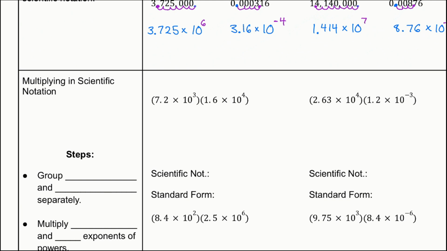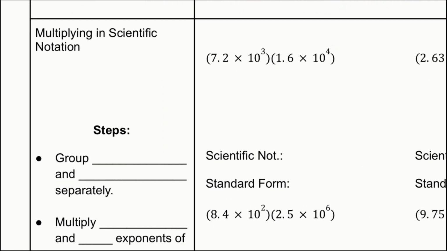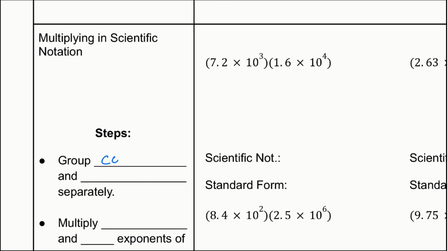So for the first one, your first step is going to be you group the constants and the powers separately. Since this is all multiplication, it follows what's called the commutative property, which means that you can switch the order around. It's like saying 3 times 4 is 12, the same way that 4 times 3 is 12. You can switch the order around.